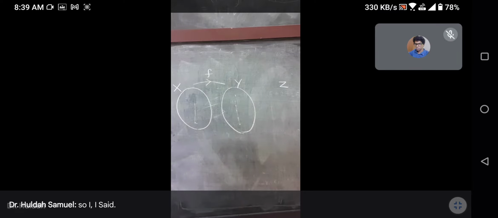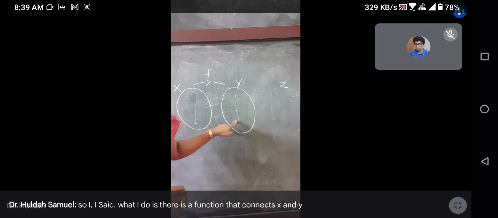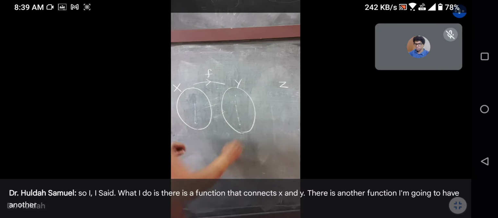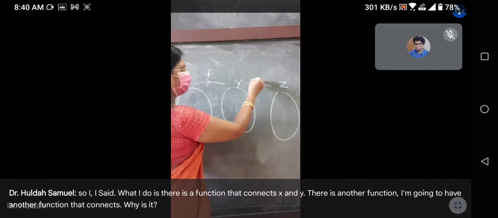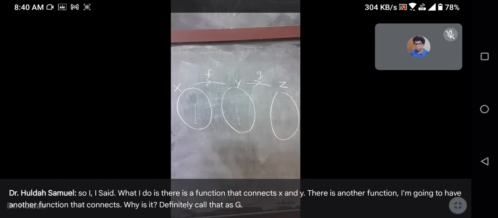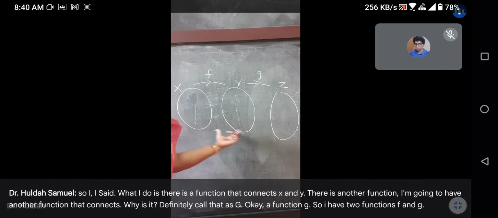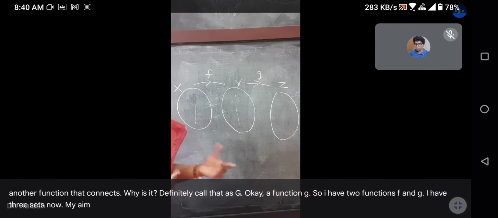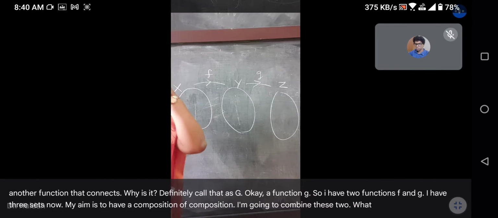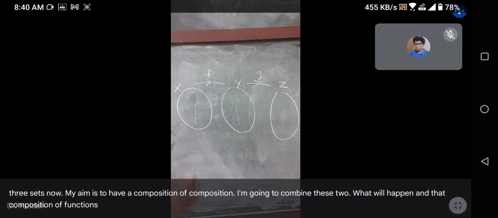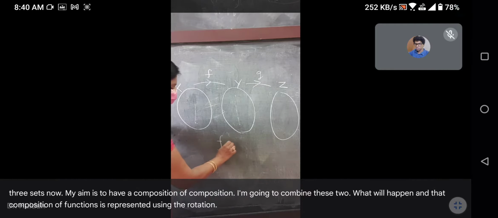So, let me pick up another set Z. Now, there is a function that connects two sets, X and Y. I'm going to have another function that connects Y and Z. Let me call that G. So I have two functions, F and G, and three sets. Now my aim is to have a composition of functions. Composition is, I'm going to combine these two. That composition of functions is represented using the notation F circle G or G circle F.